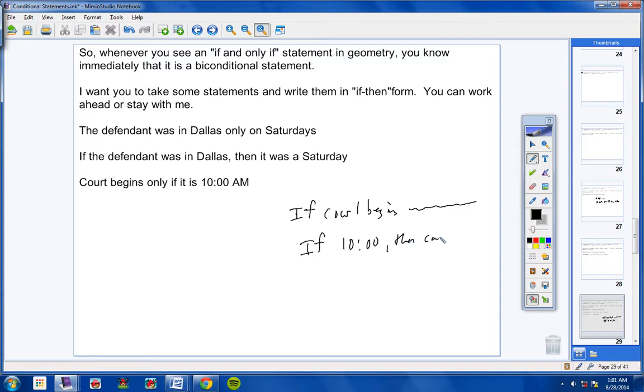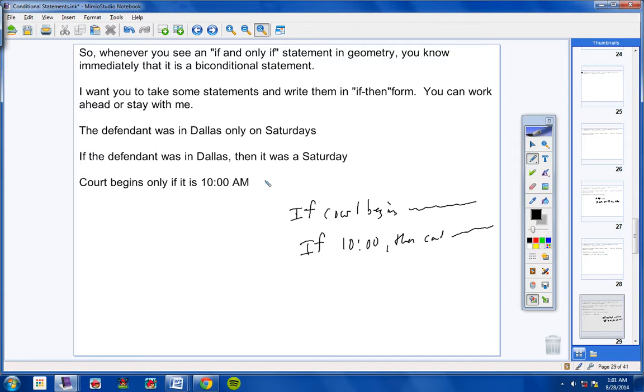Well, let's think this through. It says court begins only if it's 10 o'clock. But nowhere does it say that every single time it's 10 o'clock in the morning, court will be in session. It's not saying that. It's saying court begins when it's 10 o'clock.